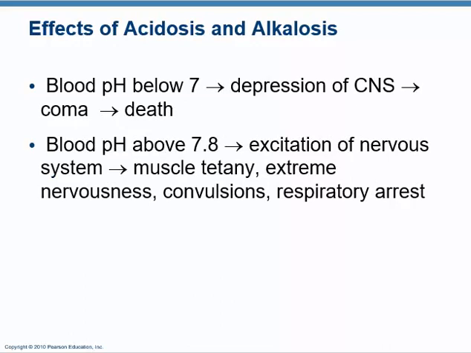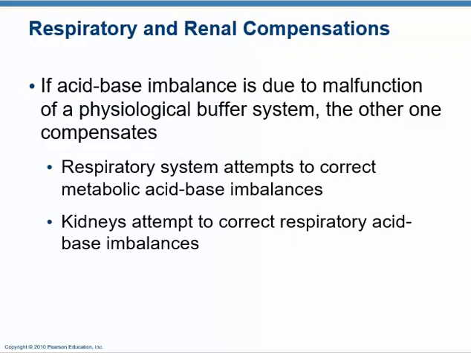When blood pH goes too low, so you're in acidosis, central nervous system is depressed, and it can lead to coma and death. If it goes too high, you get too much excitation of the nervous system, muscle tetany, nervousness, convulsions, respiratory arrest. Right? Respiratory mechanisms attempt to correct the imbalances, and then kidneys attempt to correct the respiratory acid-base imbalance. So you correct the metabolic using respiratory mechanisms, then you correct it with kidneys.